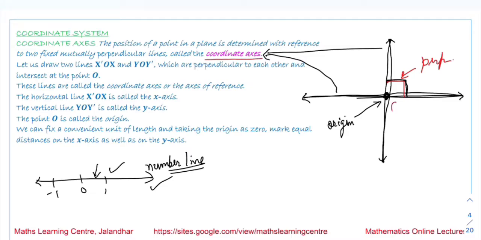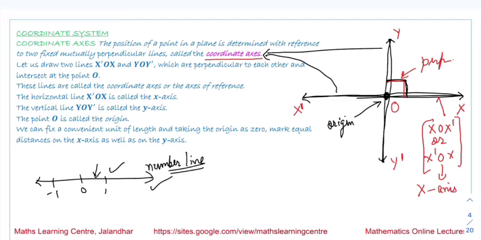And how do we name this? This point is O. On the right hand side we write x, and on the left hand side we say x dash. In the downward direction we write y dash, and this is y. So this line, x dash O x, is called the x axis. And this vertical line is called the y axis. So three things we have considered here.